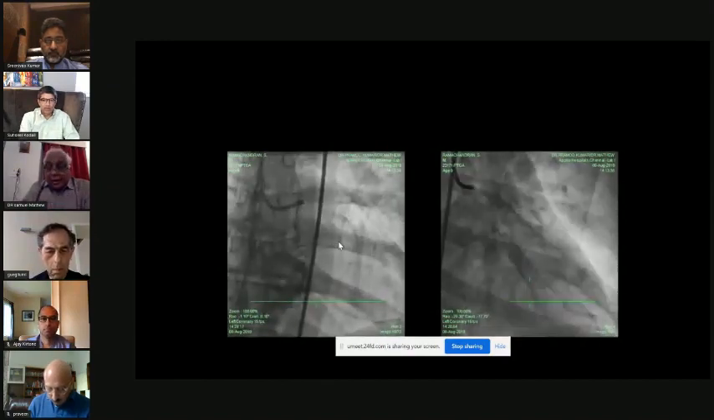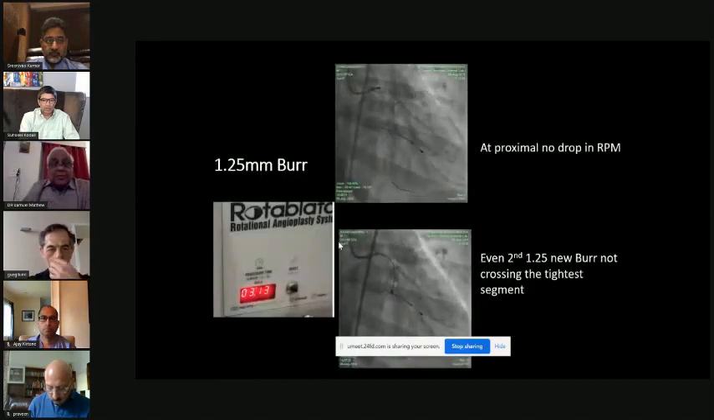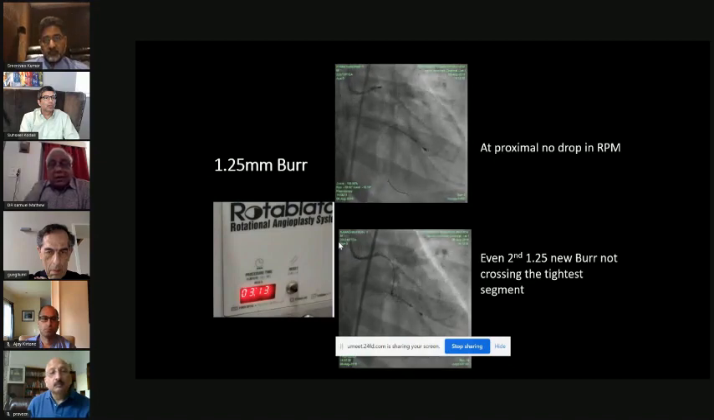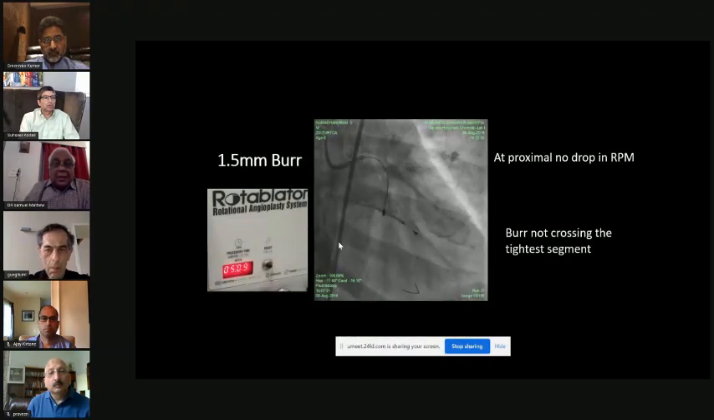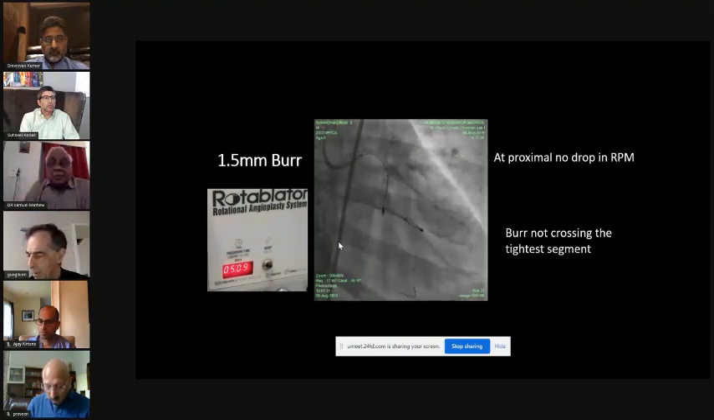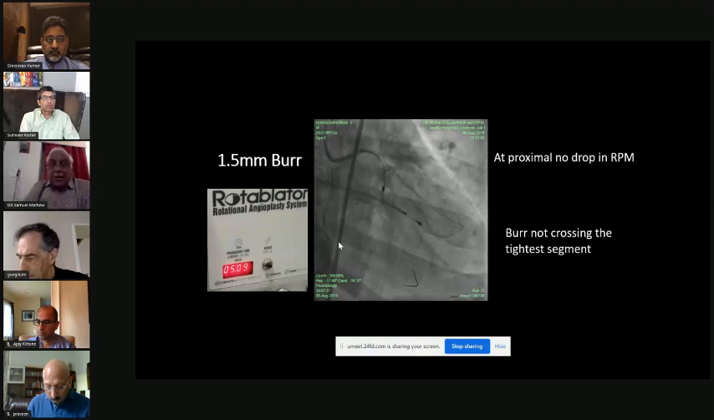We got a rota in. To our surprise, the rota did cut the proximal end, but it wouldn't go any further. It got stuck. Even a second 1.25 burr, this is a 3 minutes cutting time. Then we changed to a second 1.25 burr, but still it wouldn't cut. And we upgraded this burr to 1.5. Again, same situation, burr not crossing.